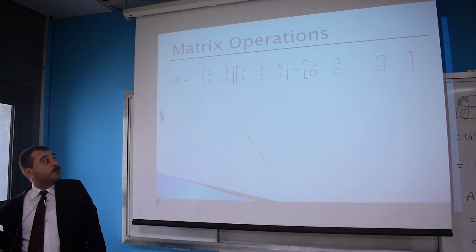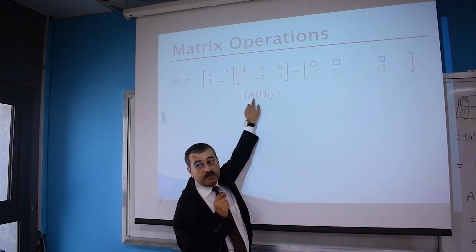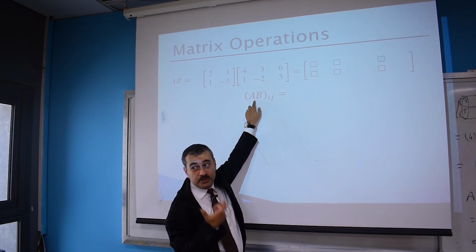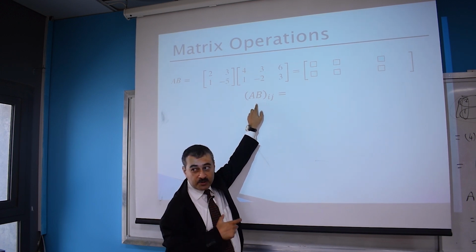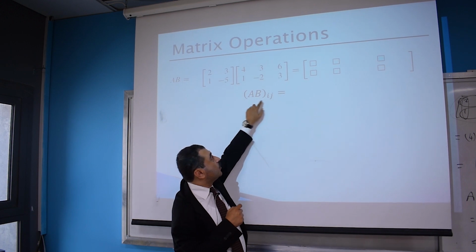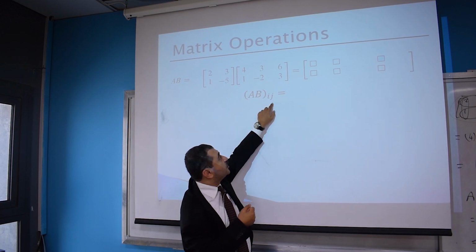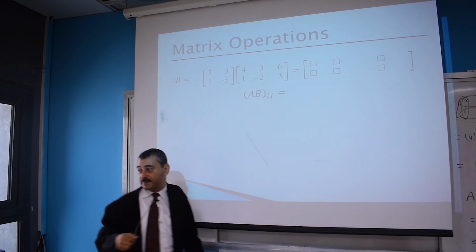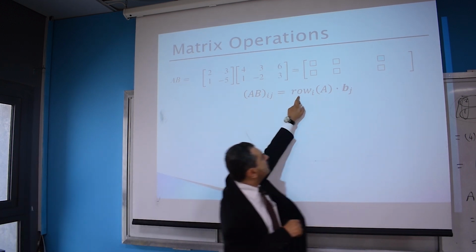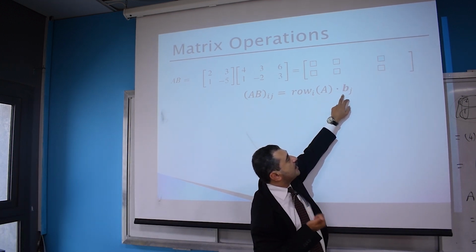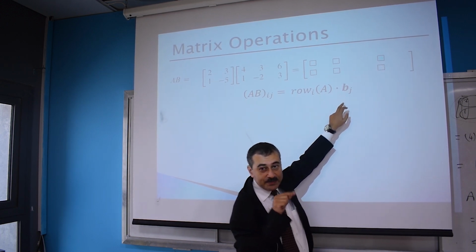In general, if I want to find the entry in the i row and j column of the output matrix, what do we do? I'm going to do the dot product between row i in matrix A and column j in matrix B. Okay? So we write it this way. Row i of matrix A, dot product with column j of matrix B, which we usually write as bj.